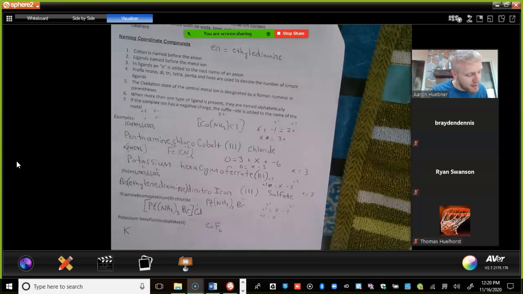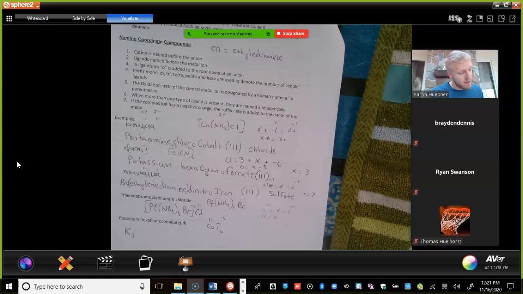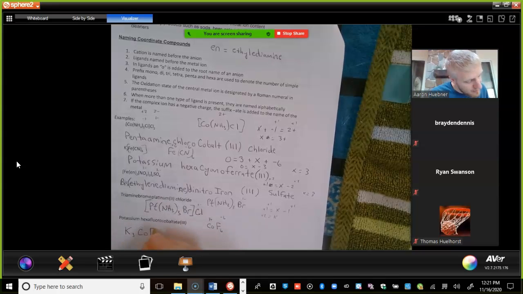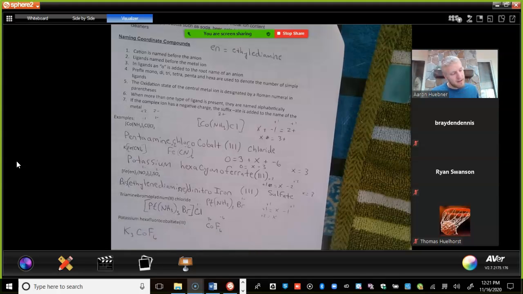Alright, so we just got to figure out how many of these we need. I know cobalt's a 3+ charge because of the Roman numeral, but fluorine is -1. So you actually have -6 of them because there's 6 of them. Plus 3 minus 6 is -3. So we're going to need 3 of these potassiums to offset that to make a 0 charge. K3CoF6.